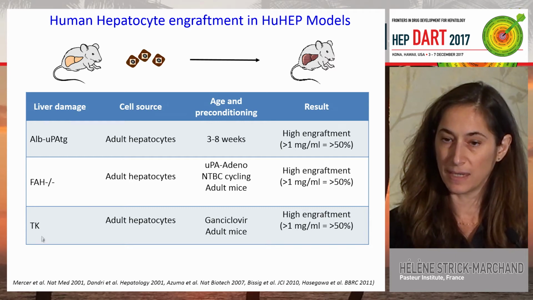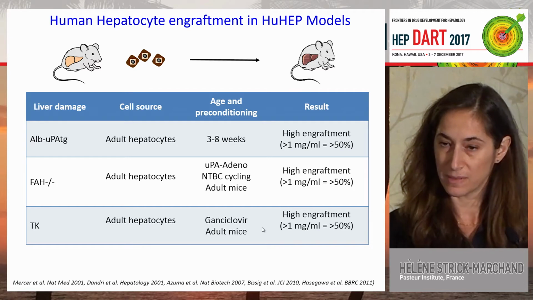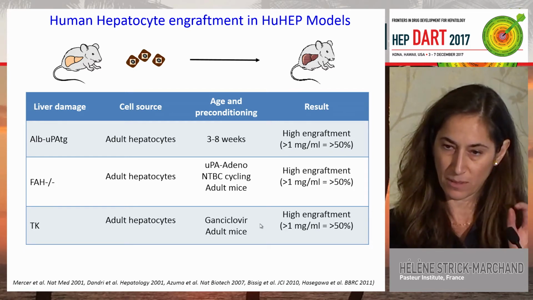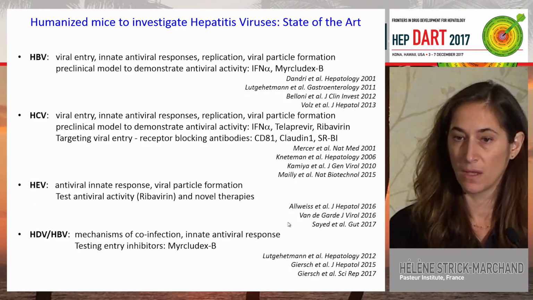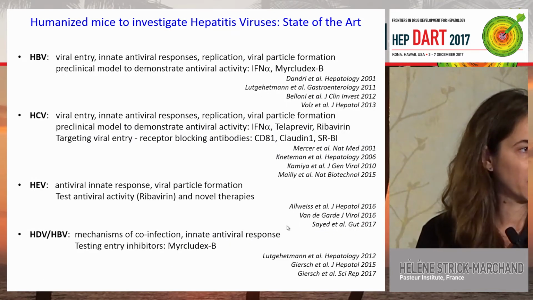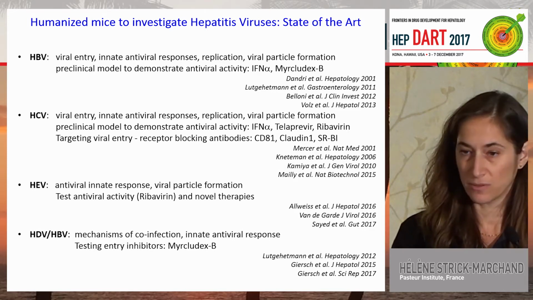And then there's the TK model, which also accepts human adult hepatocytes, and this is given with the ganciclovir treatment, and you also get high levels of liver engraftment. So these humanized mouse models have been used to investigate hepatitis viruses of several types.